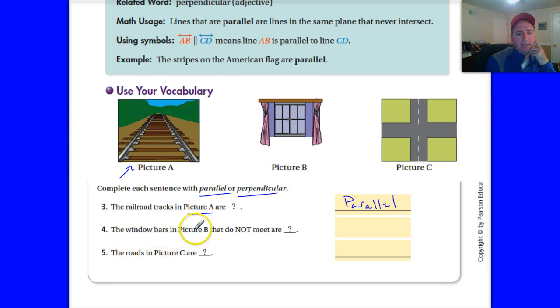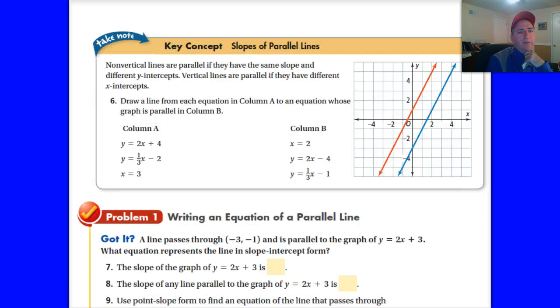The window bars in B that do not meet, that's talking about the lines straight up and down. Those are also parallel. And then the third one, the roads in picture C, that is perpendicular because they meet at a 90-degree angle. Two lines that meet and form a 90-degree angle in the corner, kind of like the corner of a door. So that's what we're looking at in this lesson and how we can relate this to the coordinate plane and the equations we've been working on.